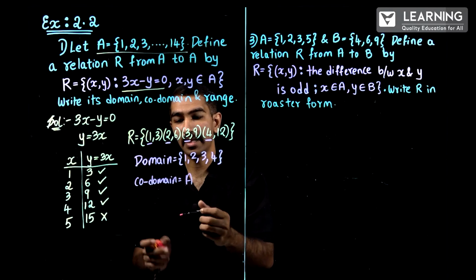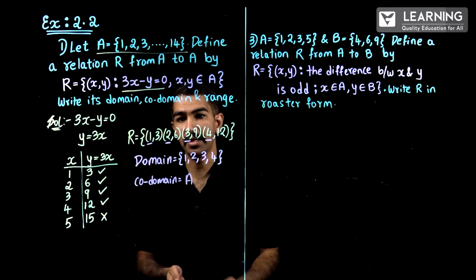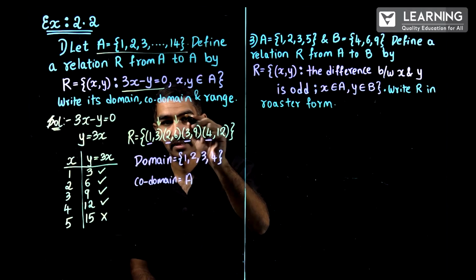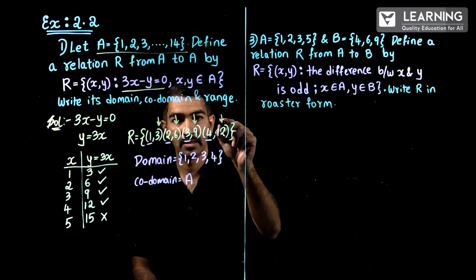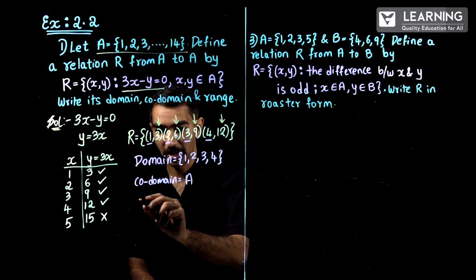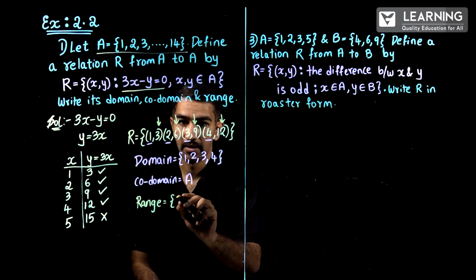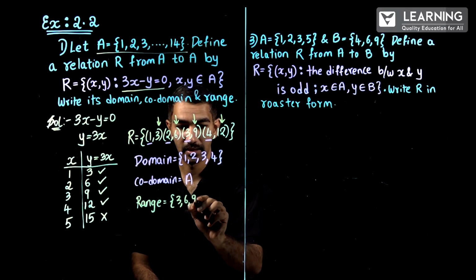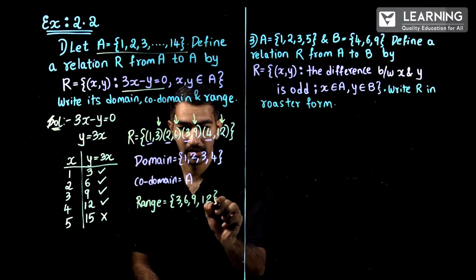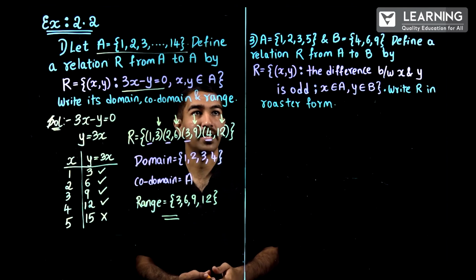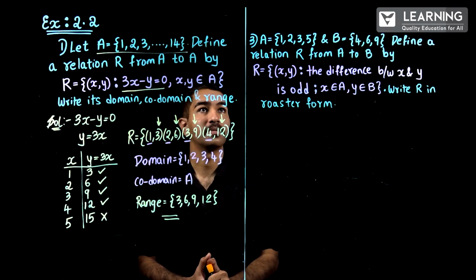And what is range? Range is nothing but the set of second elements in the relation. So these are the second elements. This, this, this and this. So here we'll write range equals 3, 6, 9 and 12. So this will be your right answer. Understood. Moving on to the next one, question number 3.